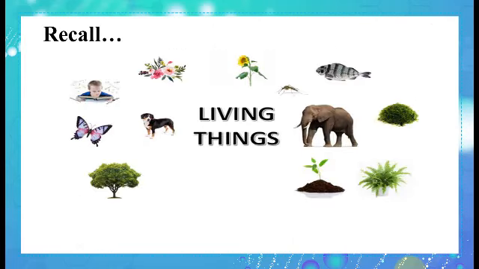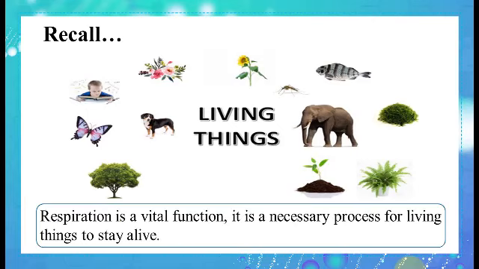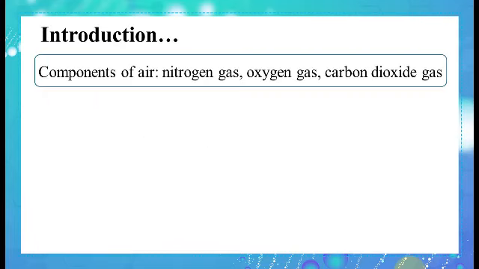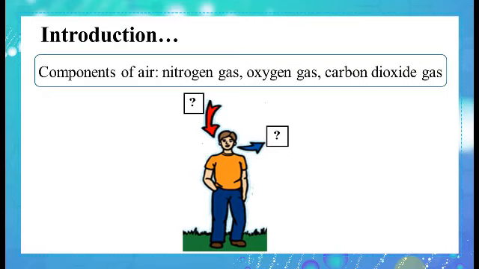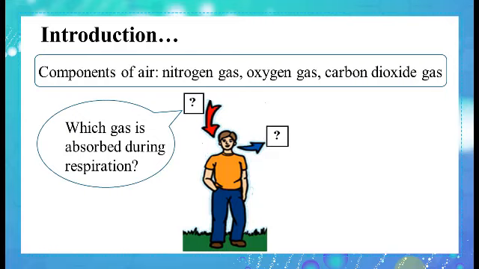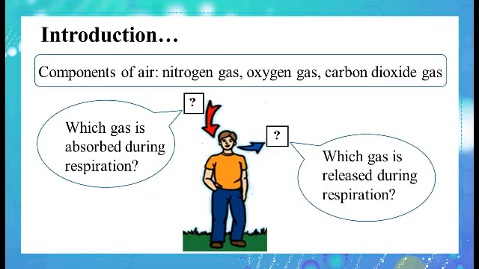In the previous session, we learned that all living things respire to survive. So respiration is a vital function. It is a necessary process for all living things to stay alive. We know that the surrounding air is made up of a mixture of different gases, like nitrogen gas, oxygen gas, and a small amount of carbon dioxide gas. But which gas is absorbed during respiration? And which gas is released during respiration?